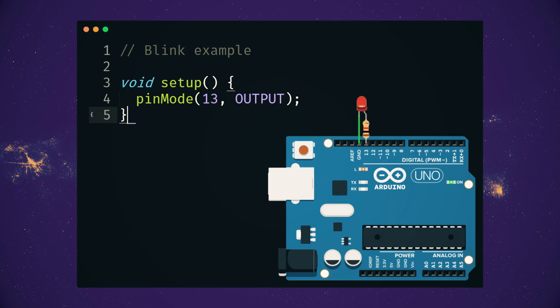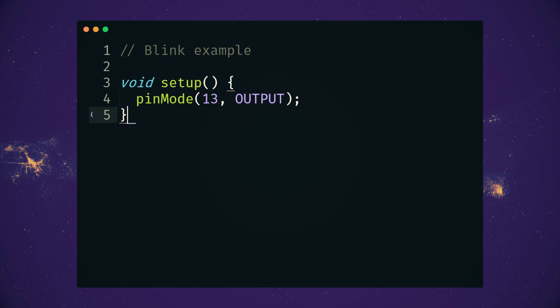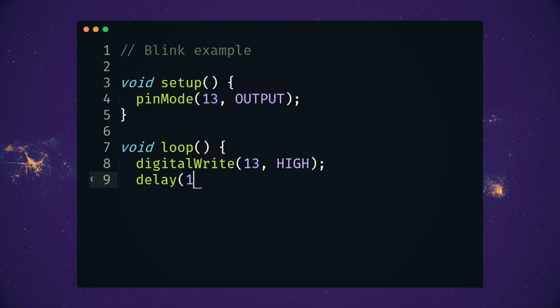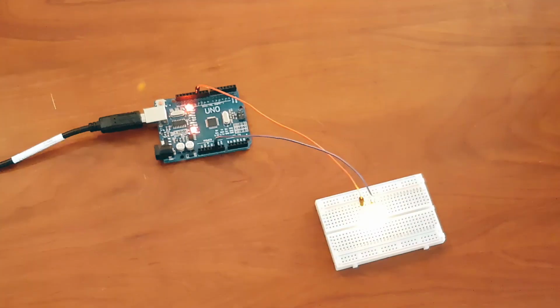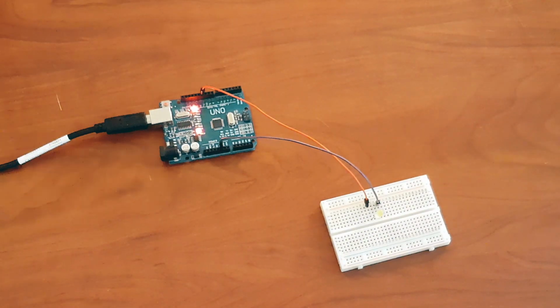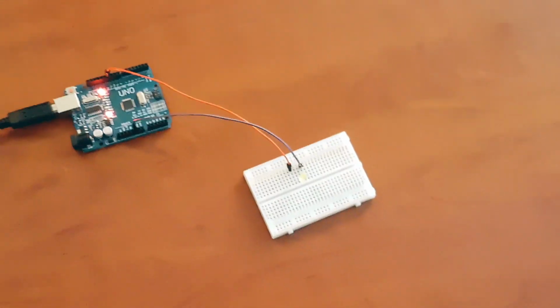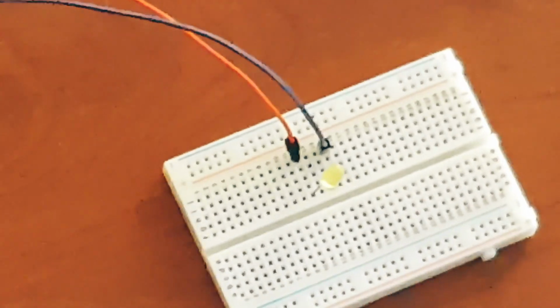And in the loop function we define which code we expect the Arduino to execute over and over. Here we're going to use pin 13 we defined in setup. We're going to set it to high. We're going to wait 1 second, we're going to set it back to low, and we're going to wait another second, and that will be our whole loop function. Let's see it in action. As you can see, simple as that.